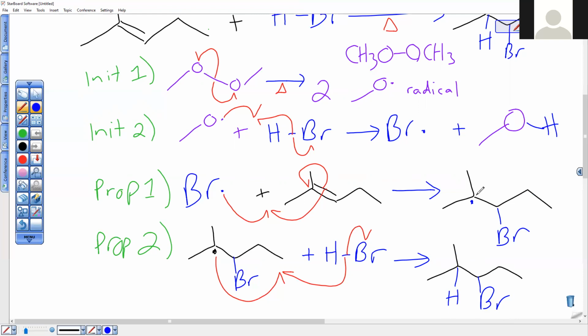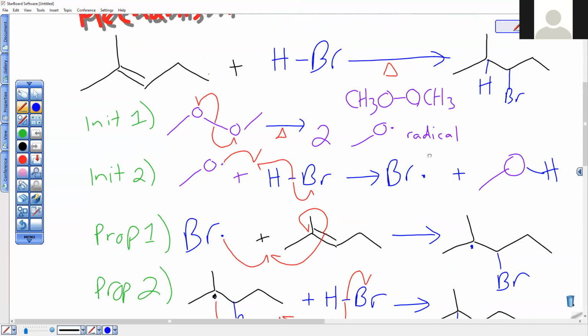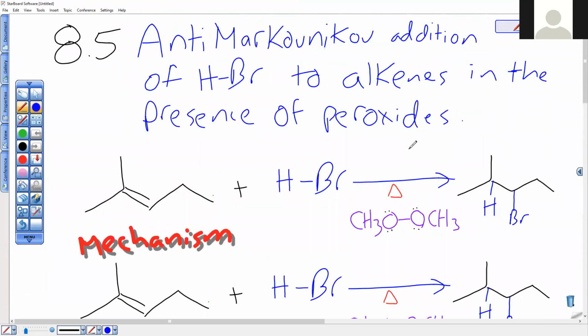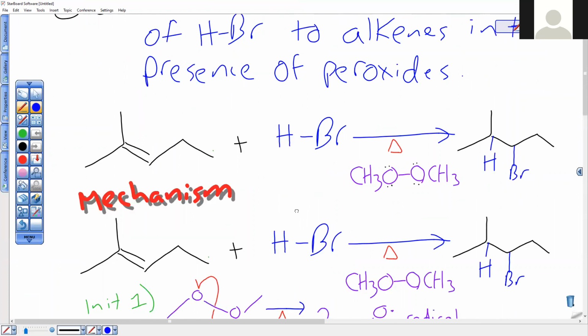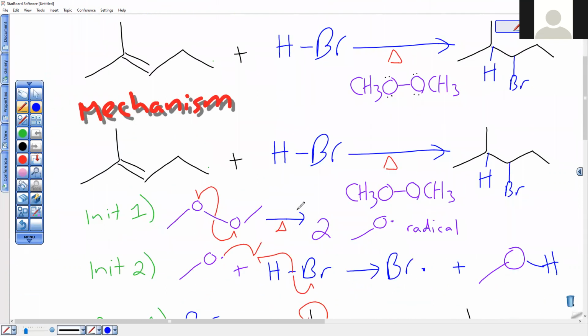So that's all you need to know about section 8.5. You won't be doing any delta H calculations for this section. You're only responsible for being able to predict the products. So pretend this was a blank on the test. Could you fill in the blank with this molecule? Or more likely, in part 4, you'll be given the reaction.